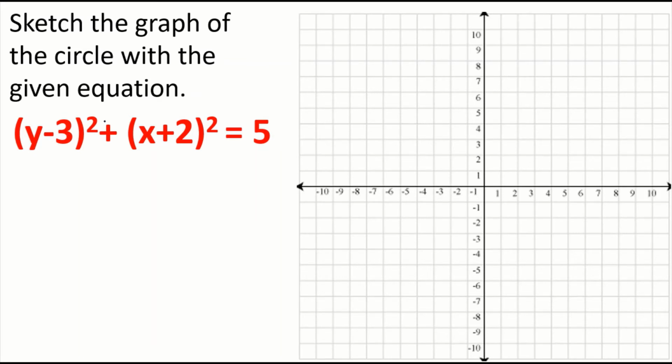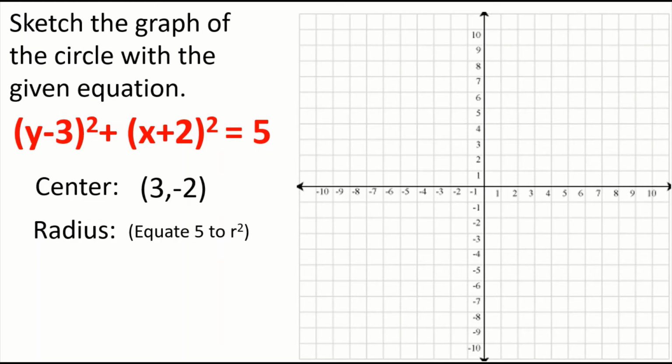Quantity y minus 3 squared plus quantity x plus 2 squared equals 5. So again, the center here is positive 3 and negative 2. And for the radius, equate 5 to r squared. So we have r squared is equal to 5. And then, square root both sides. So square root is square root, cancel, cancel. So r is equal to square root of 5.